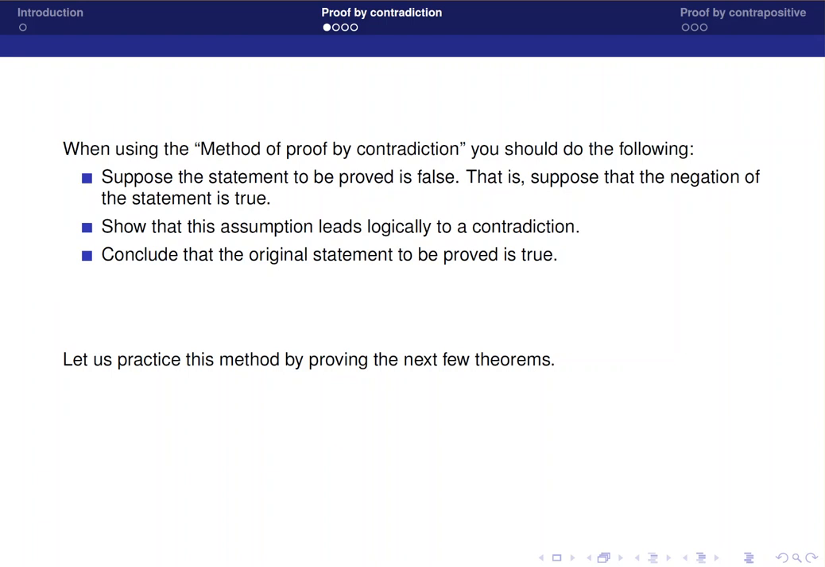Remember, a statement can either be true or false. So if the original statement is true, then the negation of it is false. By assuming that the negation is true and leading to a contradiction, we get to verify that the original statement is in fact true. Let's practice this by doing a couple problems.